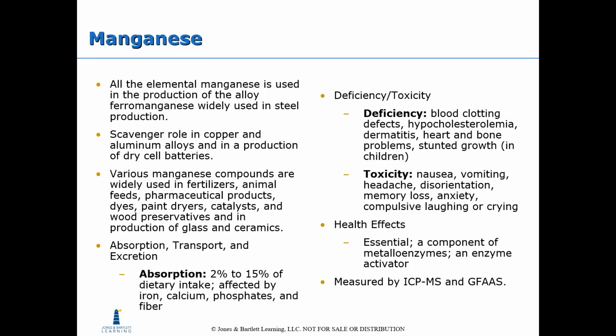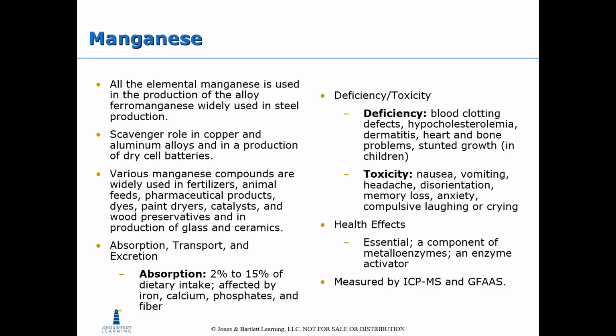Manganese. Elemental manganese is used in the production of alloys. Ferromanganese is widely used in steel production. It has a scavenger role in copper and aluminum alloys and in production of dry cell batteries. Various manganese compounds are widely used in fertilizers, animal feeds, pharmaceutical products, dyes, paint dryers, catalysts, and wood preservatives, and in production of glass and ceramics.